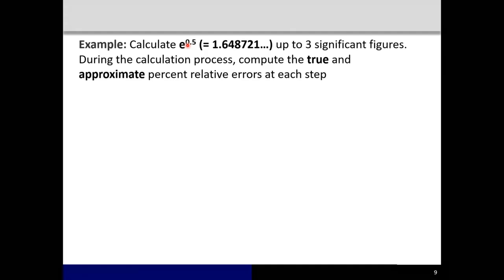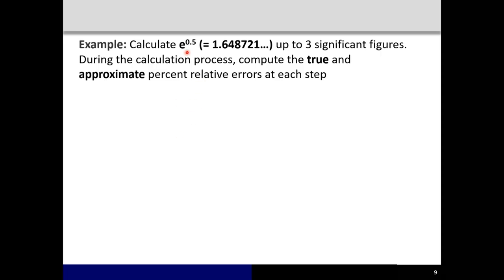Now this value will be treated as the true value, because this is what I have been using all the time in all my calculations. So the value written here will now be used as the true value, 1.648721. Now it's asking us to compute e raised to power 0.5 up to 3 significant figures, and during the calculation process compute the true and approximate percentage relative errors at each step.